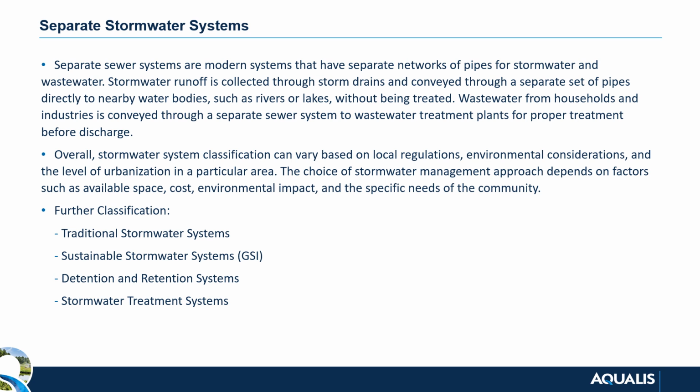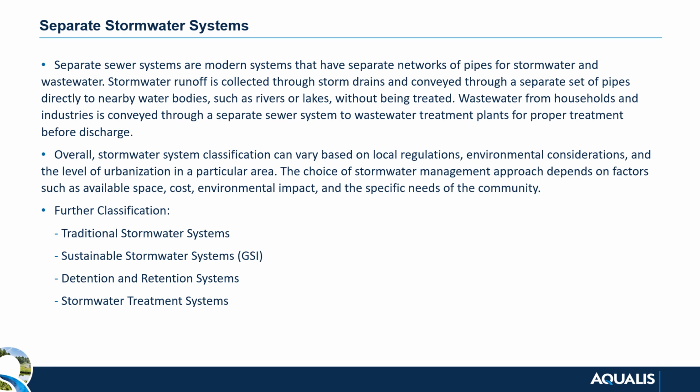Separate sewer systems are modern systems that have separate networks of pipes for stormwater and wastewater. Stormwater runoff is collected through storm drains and conveyed through a separate set of pipes directly to nearby water bodies, such as rivers or lakes, without being treated. Wastewater from households and industries is conveyed through a separate sewer system to wastewater treatment plants for proper treatment before discharge.